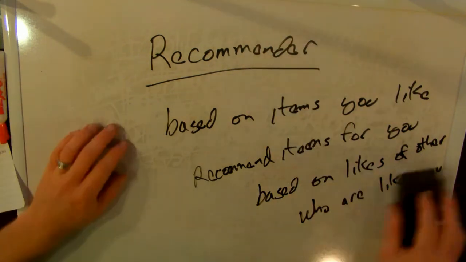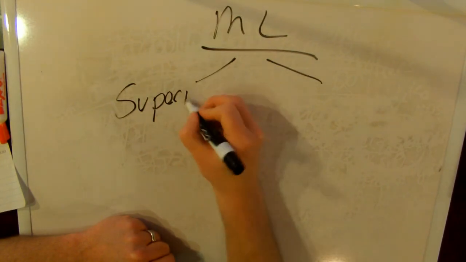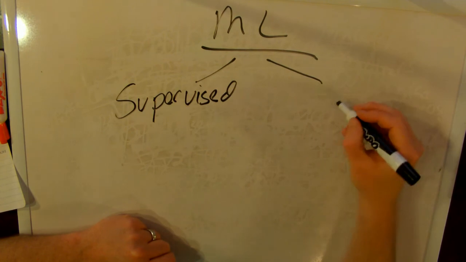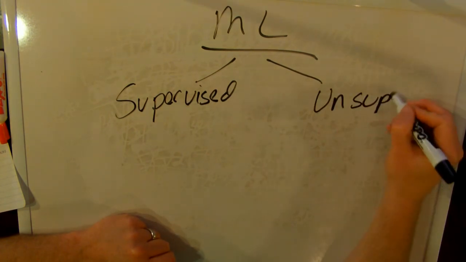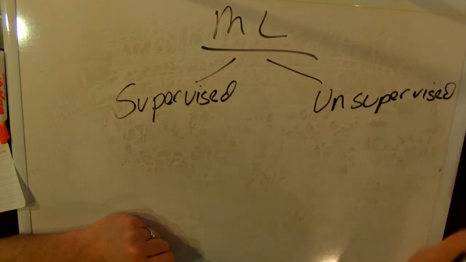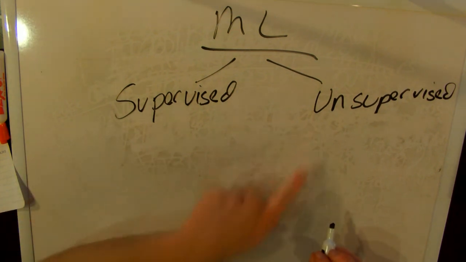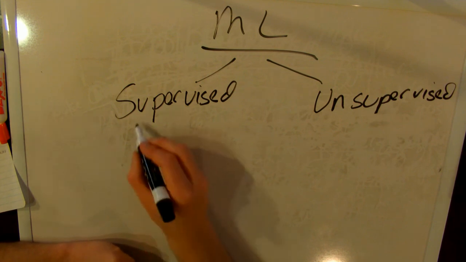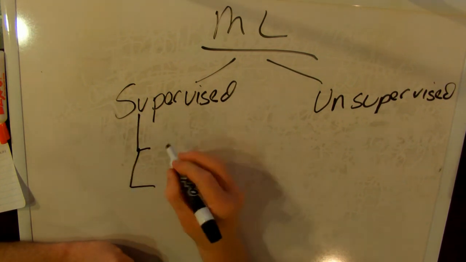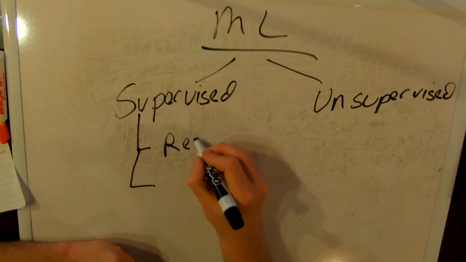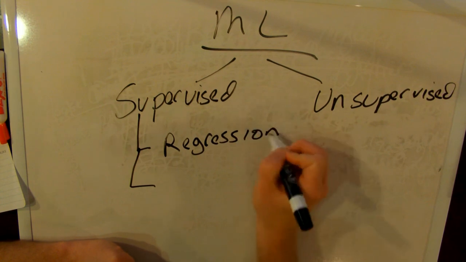Okay, so just another real quick recap today. Machine learning can be broken down into two main categories: supervised and unsupervised. All right, remember the difference? The difference is supervised has labeled data, unsupervised has unlabeled data. And then inside of supervised, there are regression algorithms and classification.